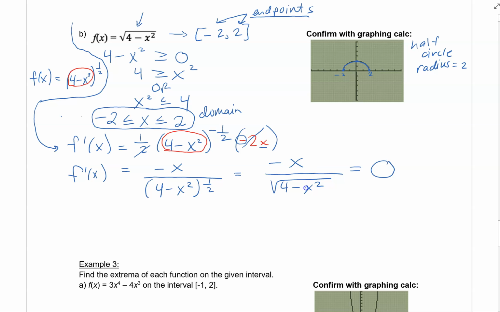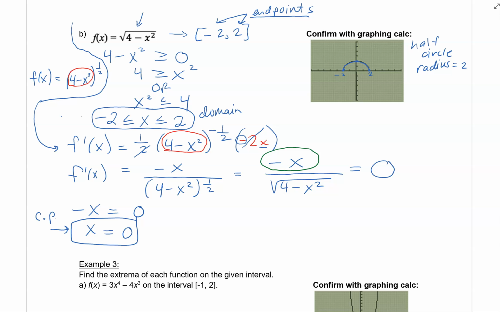Whenever you have a fraction like this for your derivative, the value that would make it 0 comes from the numerator. So when the numerator of a fraction is 0, the whole fraction is 0. So I really only have to focus on the -x part and just set that equal to 0, which would be basically when x is 0. So this is one of my critical points because it makes the whole fraction 0.